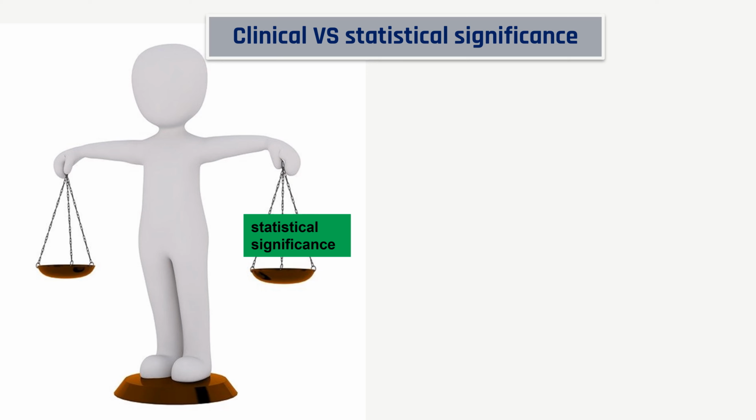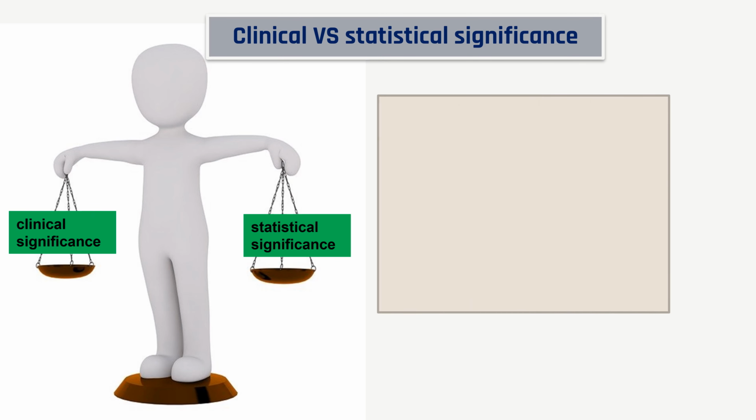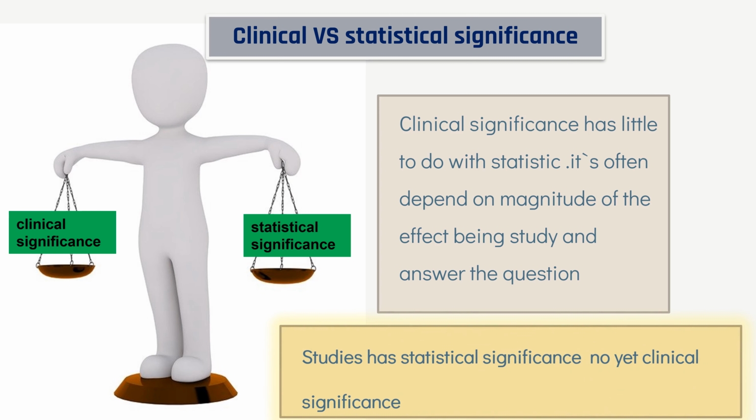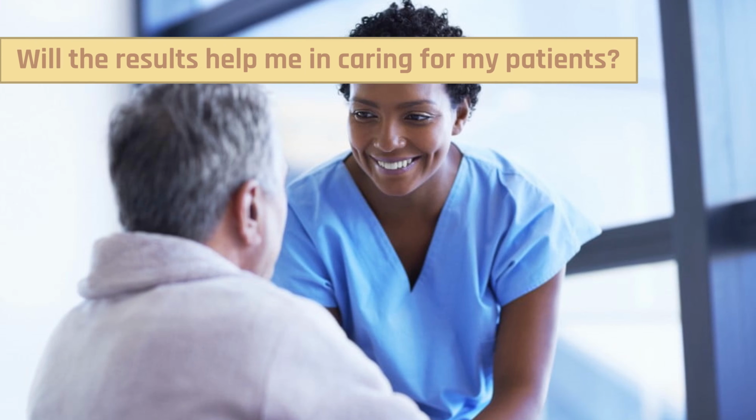Clinical significance versus statistical significance. Clinical significance has little to do with statistics and is a matter of judgment. Clinical significance often depends on the magnitude of the effect being studied and answers the question: is the difference between groups large enough to be worth achieving? Remember that studies can be statistically significant, yet not clinically significant.